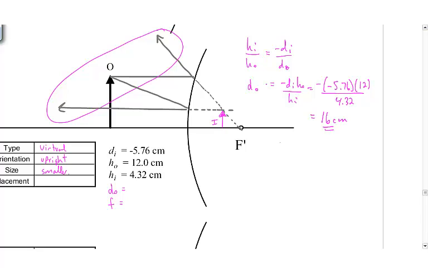Now you need to know that number so we can go to our 1 over f equals 1 over di plus 1 over do equation. So we can stick that into the distance to the object. So f is equal to, I'm going to take the inverse of di, so that's negative 5.76. Take the inverse of that. Plus that inverse of 16 that we just came up with. And you'll find that the focal length is a negative 9 centimeters. That negative 9 just refers to the focal length being behind the mirror.